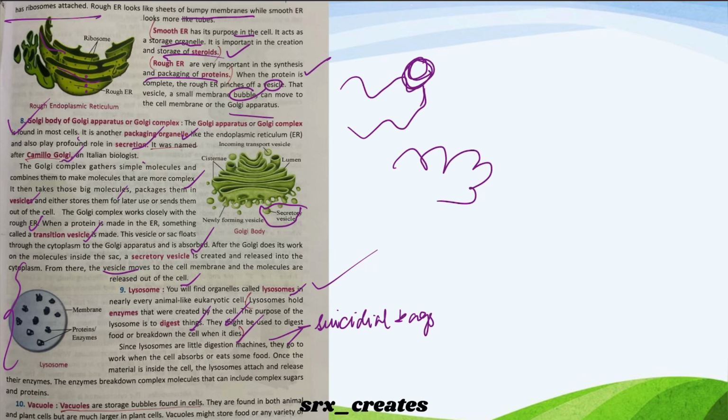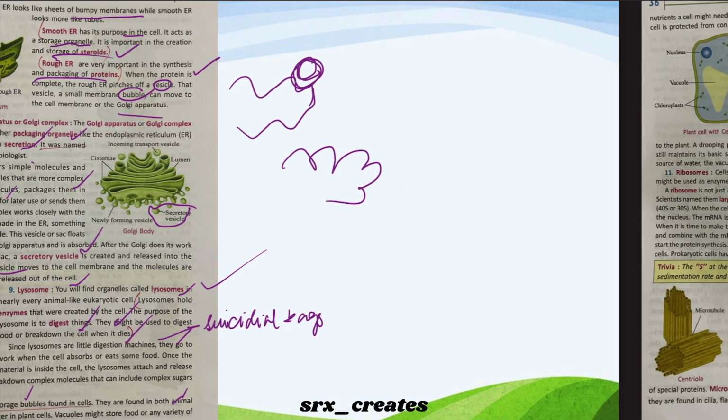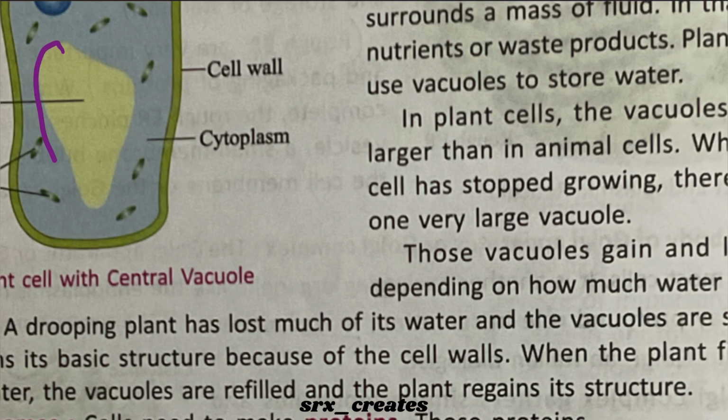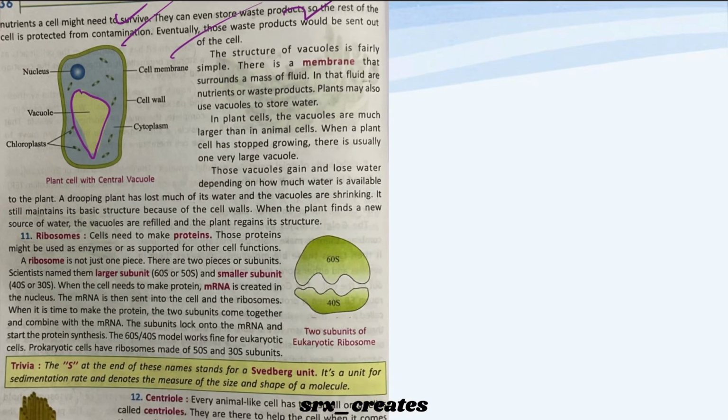Vacuoles. Okay. Vacuoles are storage bubbles. They are found in both animal and plant cells, but in animals these are small, while in plants these are very big. They might store food or any variety of nutrients that a cell might need to survive. They even store waste products, to help protect the cell from contamination. Those waste products the cell sends out of the cell also. See, this is a vacuole, very big in a plant cell.